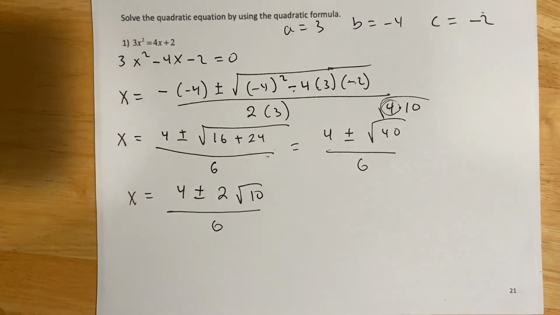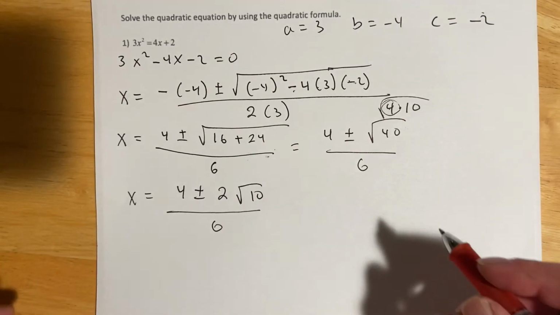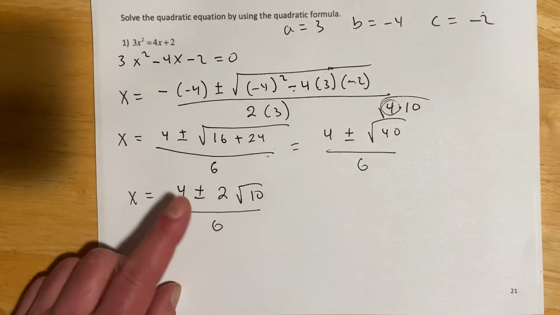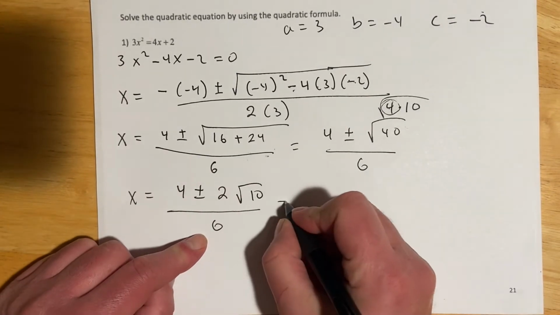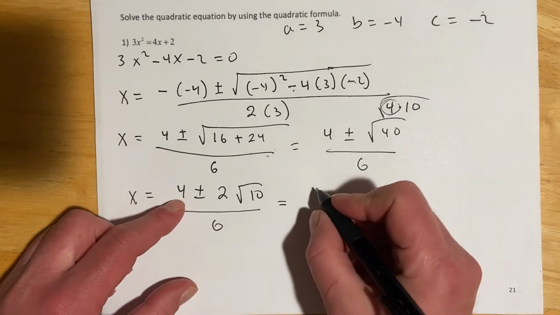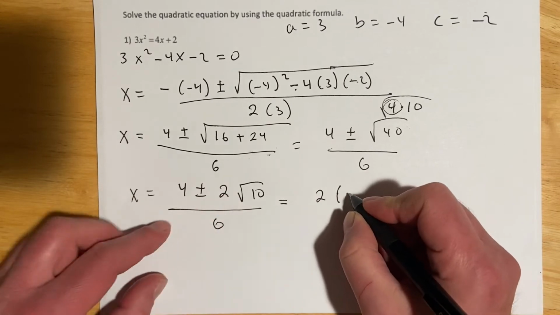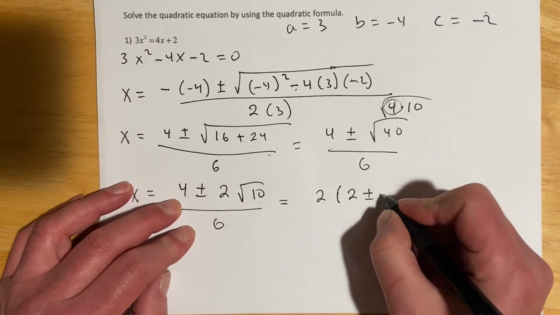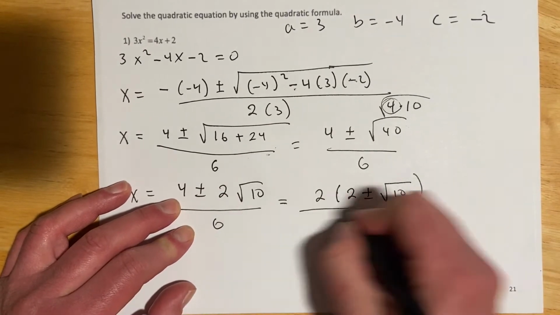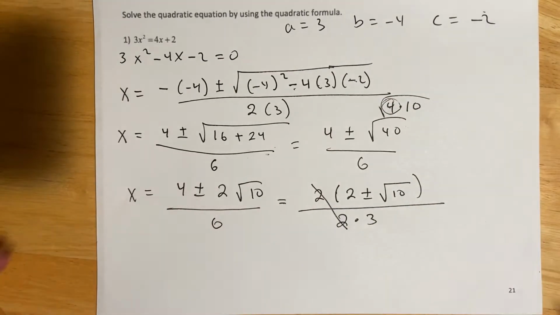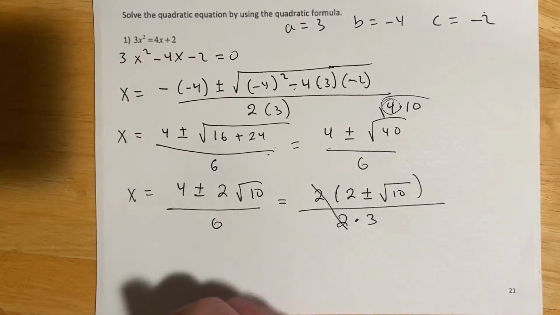And then the last thing to do is to reduce this fraction. So here's the way to look at it, well, let me do the factoring version first. If you can factor the same thing out of the numerator and denominator, that means it cancels. So let me show you that, and I'll show you the easier way to think about it. In this case, I can factor a 2 out of the numerator, so that would be 2 times (2 plus or minus root 10). And 6, I can factor as 2 times 3, and that allows me to cancel. So that's why this next thing works.